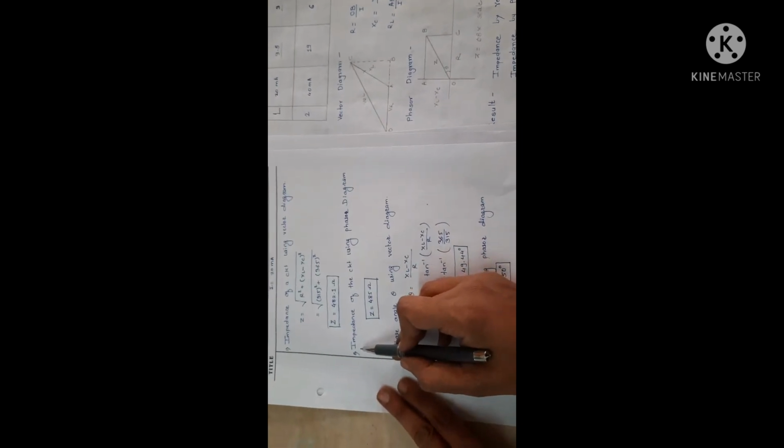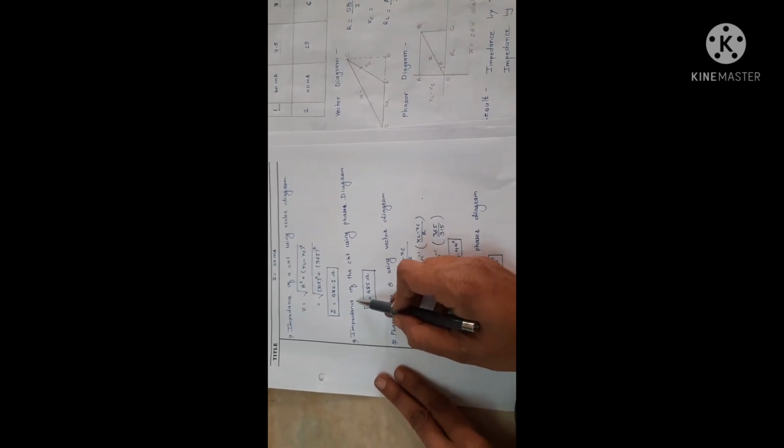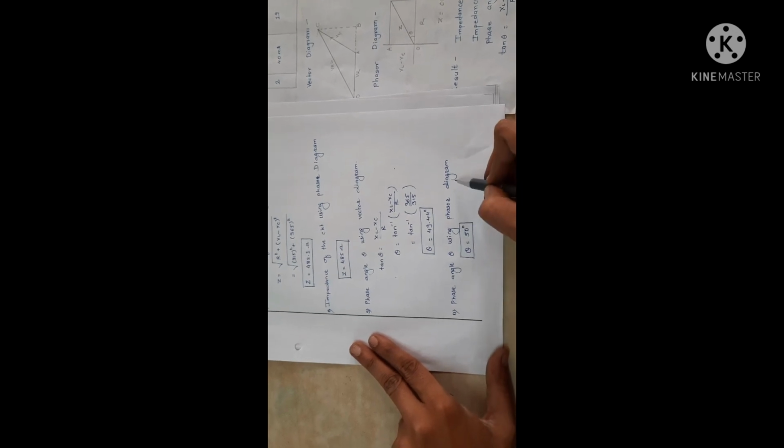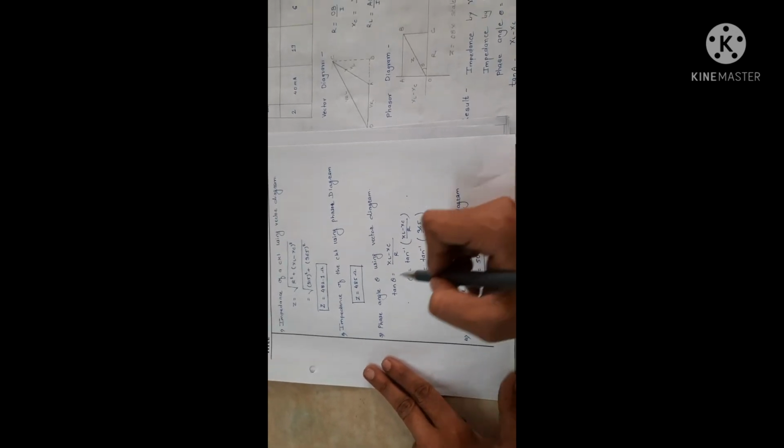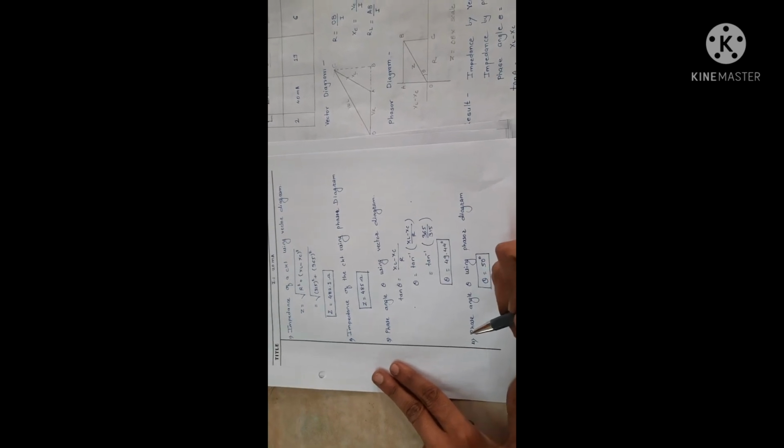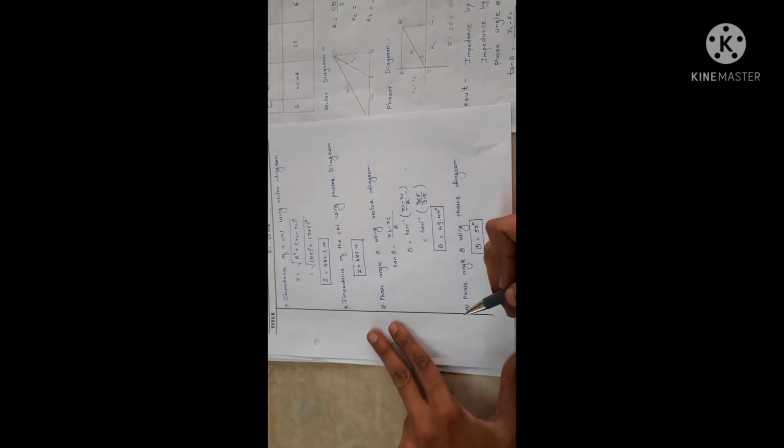You have to repeat the same graphs and same calculations for 40 milliamperes, and determine the impedance of the circuit using the vector diagram and using the phasor diagram, then the phase angle using the vector diagram and using the phasor diagram, and compare all these readings. You have to write all these results at the end of the experiment.